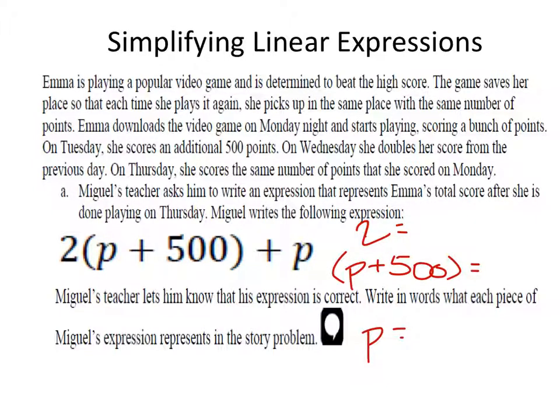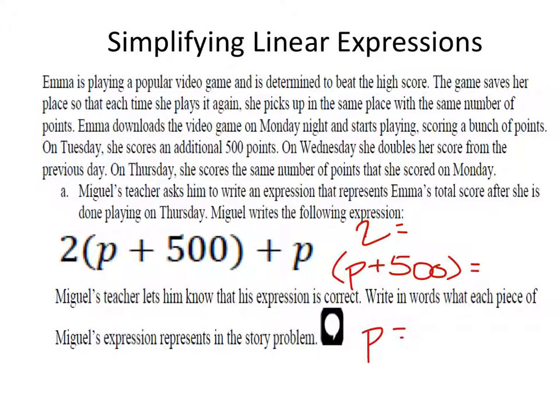500p. What? Yeah? 500p. It's close. Uh-oh. Is Emma a he? No, did I say he? Look, Miguel's teacher asks him to write an expression. That's because Miguel is a him. Oh. But they're talking about Emma, a she.